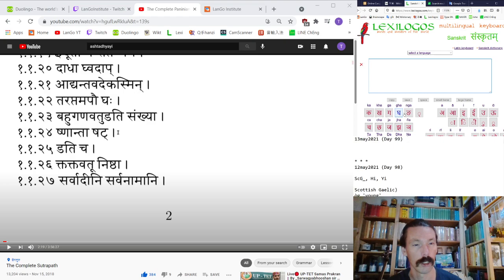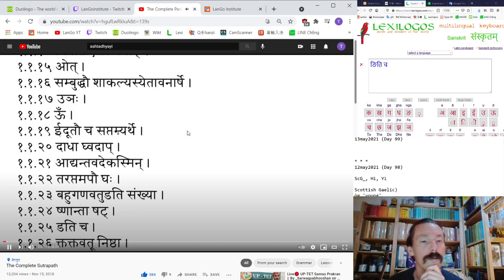And to understand the meaning, let's back up a few lines. Dādhāghvadā: these are just one sutra things, the designation of 'gha' for these roots. Ādyantavadekasmin is a meta rule about the interpretation of sutras. You treat a single vowel as both its beginning and its end. And then we have tarapṭamapau gha, that's another cover term, gha, for these specific suffixes. Bahu gaṇa vatu ḍati, a compounded list of those four stems.